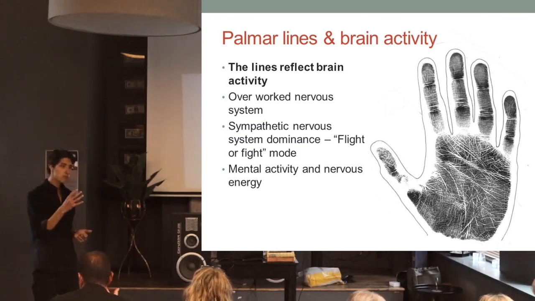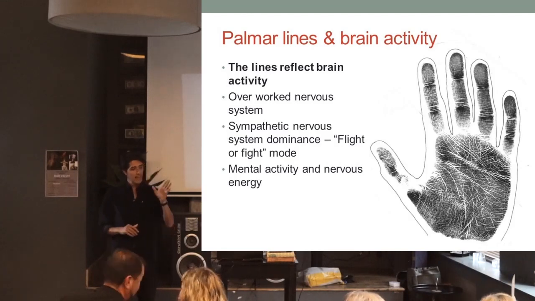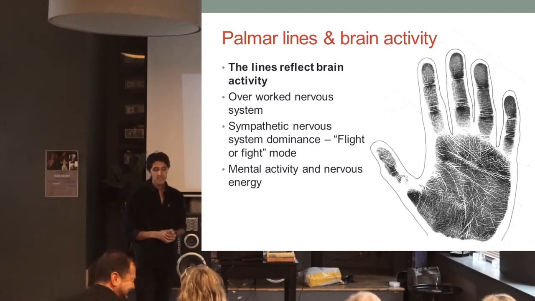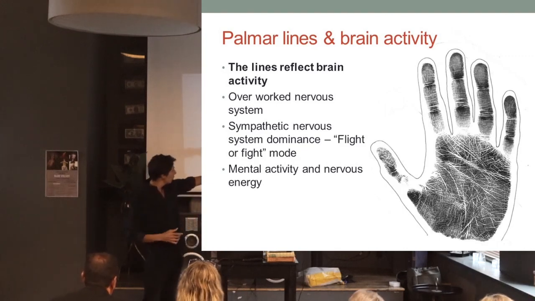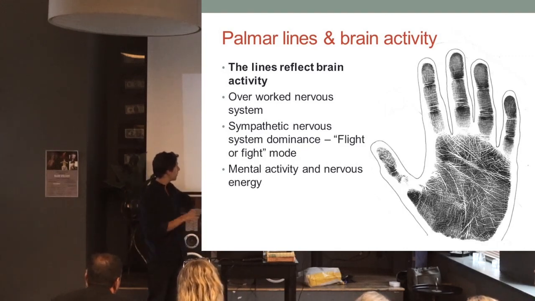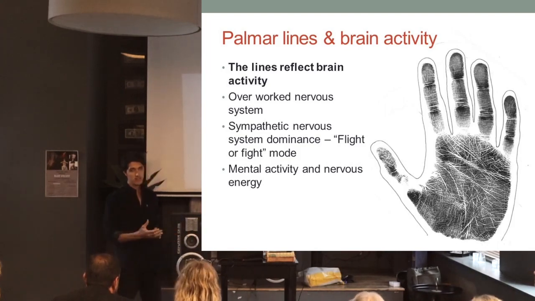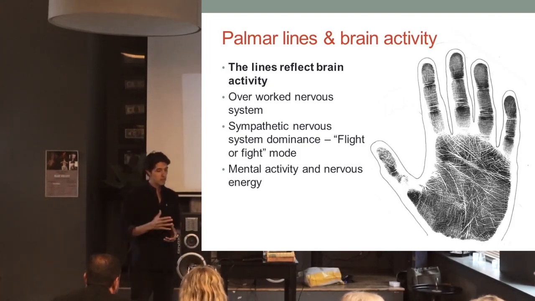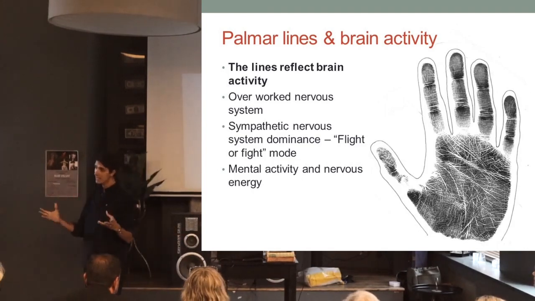The lines on the hands also change. They change quite dramatically. I'll give you some examples in a little bit. So when you see a hand like this, what you can see is somebody that's got an overworked nervous system. You can see that there's an awful lot of lines on the hand. And when it's like this, it shows that the person's going to be more in a fight or flight mode. There's going to be more sympathetic dominance of the nervous system, and there's going to be a lot more mental activity.